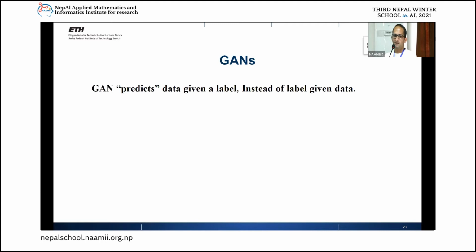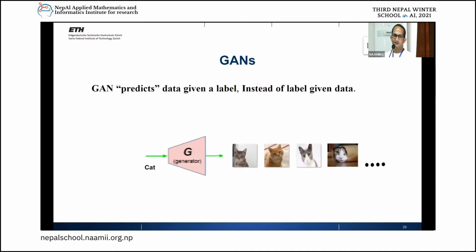The discriminative networks or discriminative models actually take the data and then try to understand it to predict the labels. Whereas generative ones are the opposite. They take the labels and then try to predict the data.